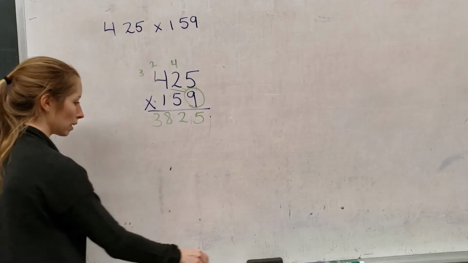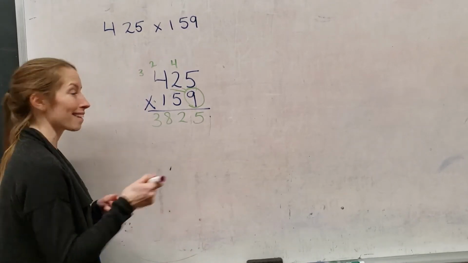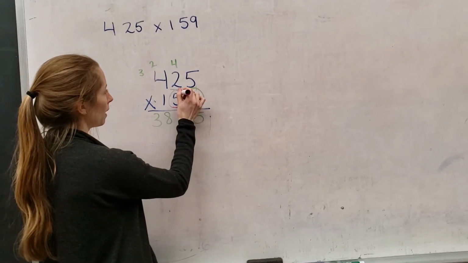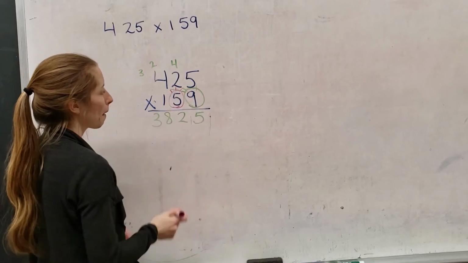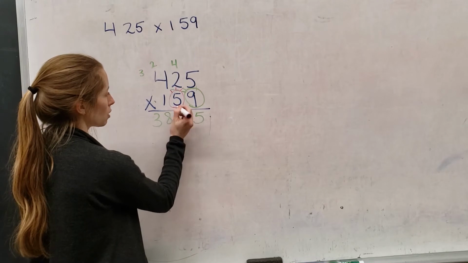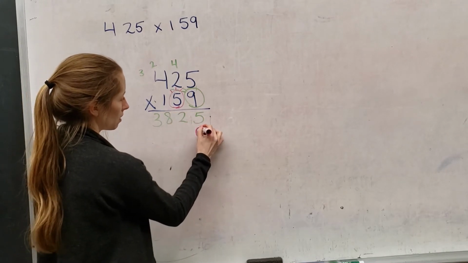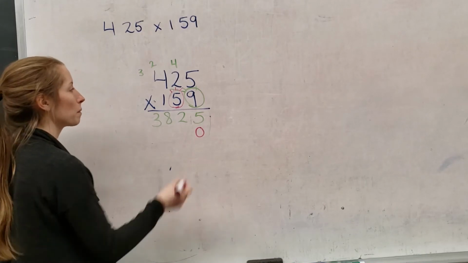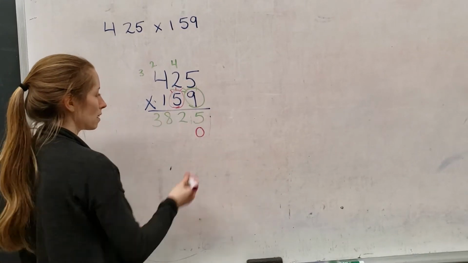The next one I'm working with is gonna be my 5. So now I have to take that 5 and I have to multiply it by 5, 2, and 4. But remember that this 5 is in the tens place, so I'm gonna put a 0 here, and I'm gonna start working in my tens place now. So 5 times 5 is 25.